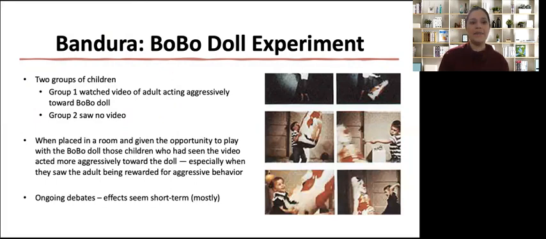And that is the end for other effects on behavior.